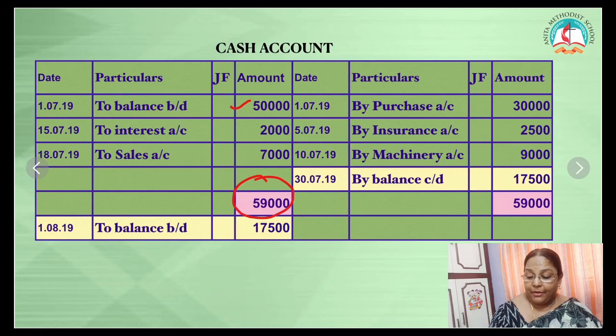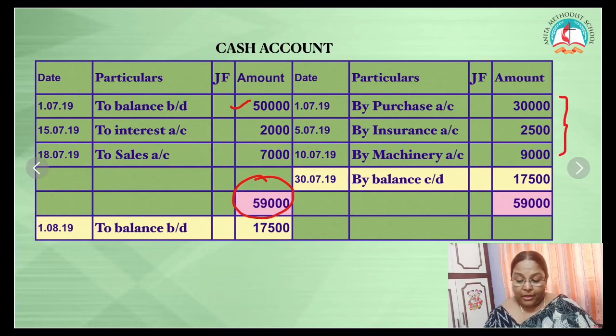Right. And then what you have to do? Add all this and minus from 59,000. When you add all this, you are getting 41,500. For 59,000 minus 41,500, you get 17,500. That is your closing cash balance. Right? You're able to understand.